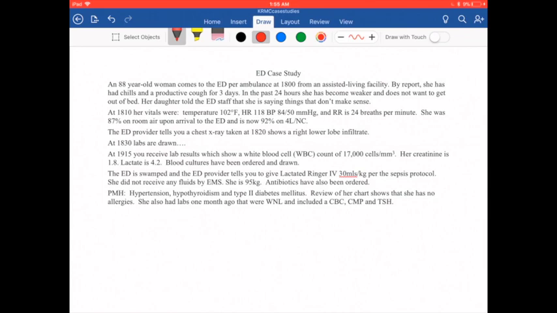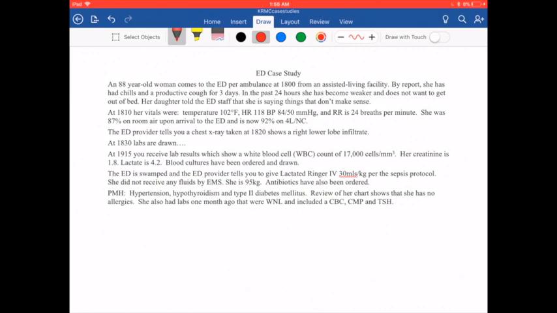So you get her hooked up, and at 1810, her vitals were temperature 102, heart rate 118, blood pressure 84/50, respiratory rate is 24. She was on 87% on room air upon arrival, and she is now satting 92 on 4 liters. The ER provider tells you to order a chest x-ray. It gets taken at 1820 and shows a right lower lobe infiltrate.